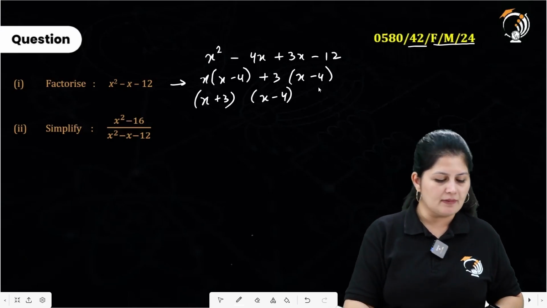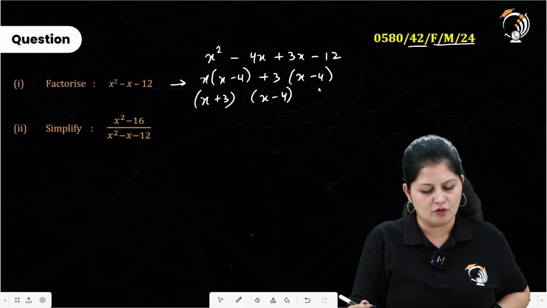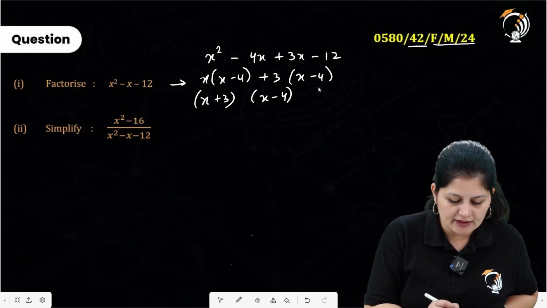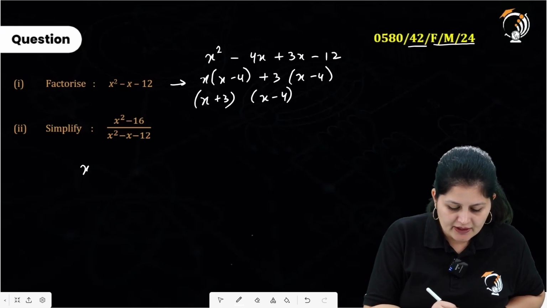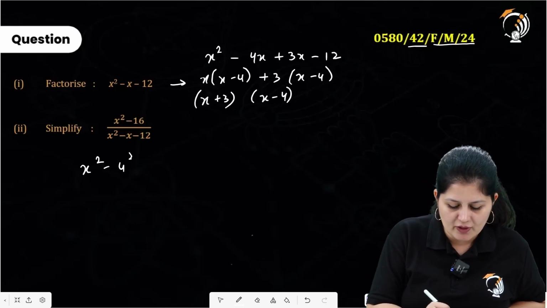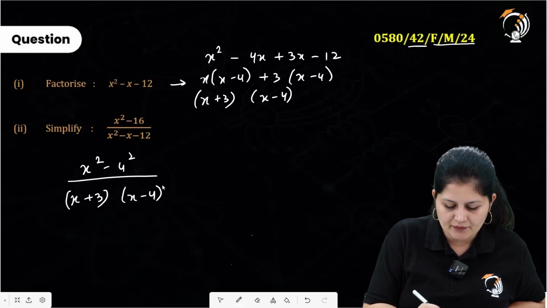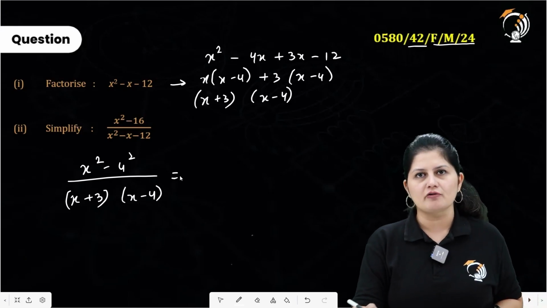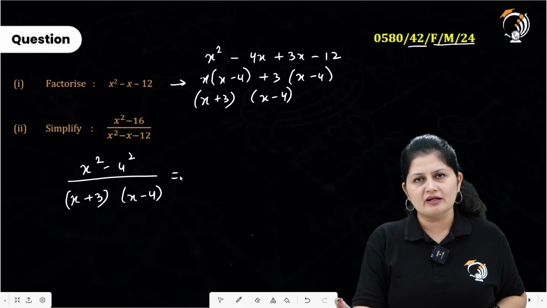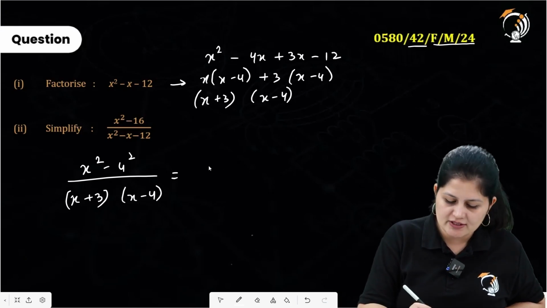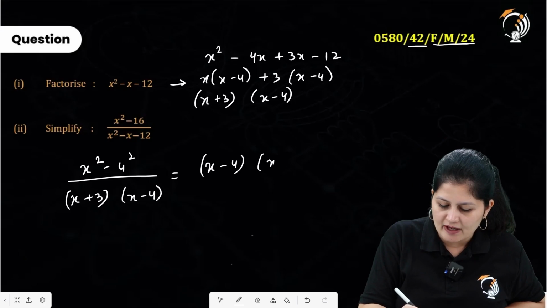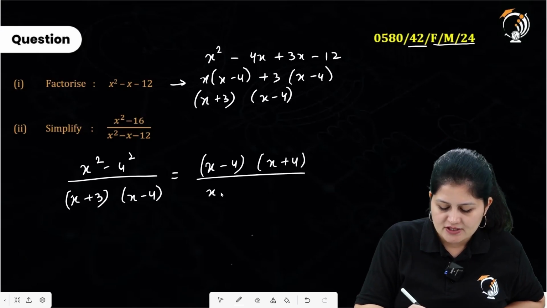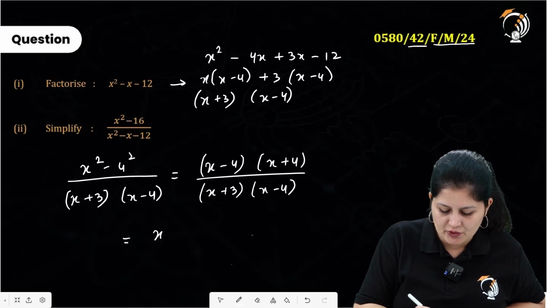Now further, as we have got the factors for the denominator here, if I talk about the numerator, that is going to be x square minus 4 square, while in the denominator, we have already got the factors as x plus 3 and x minus 4. So x square minus 4 square can be solved by using the identity, where we can find the difference of the two squares. So this is going to be x minus 4 multiplied with x plus 4 over x plus 3 multiplied with x minus 4. So the answer is going to be x plus 4 over x plus 3.